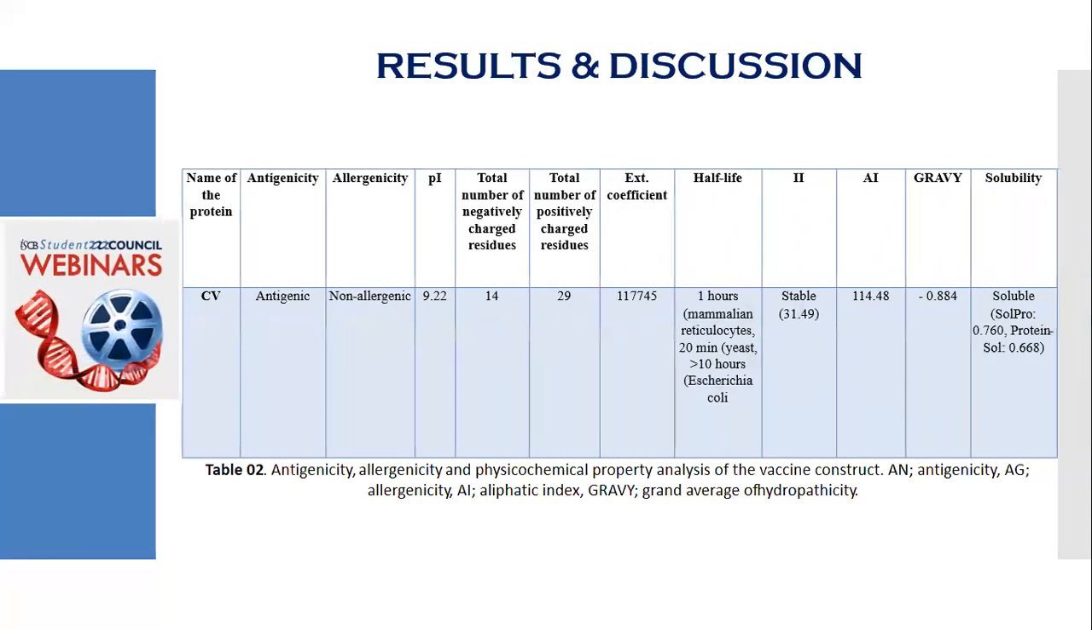The CV vaccine was predicted to be a potent antigen as well as a non-allergen. In the physicochemical property analysis of the vaccine, a high theoretical pI and a good half-life of the vaccine in the E. coli culture system were predicted. Moreover, the vaccine construct was also found to be quite stable as well as soluble upon overexpression in the E. coli cell culture system. Furthermore, it had an aliphatic index of 114.48 and a quite low GRAVY value of -0.884.